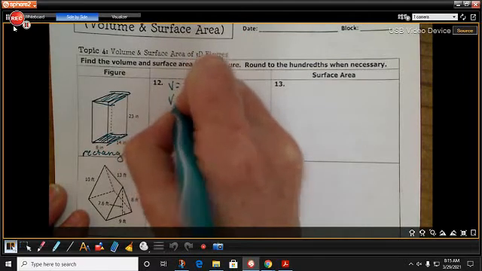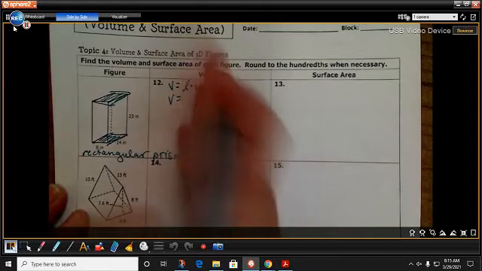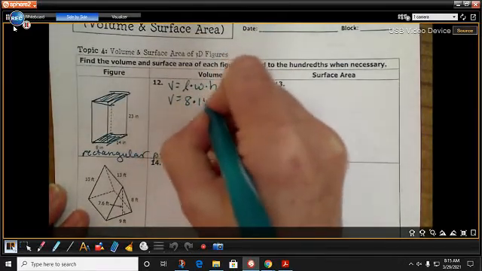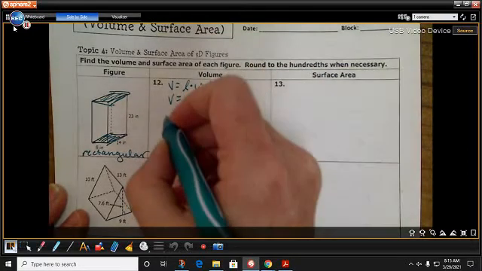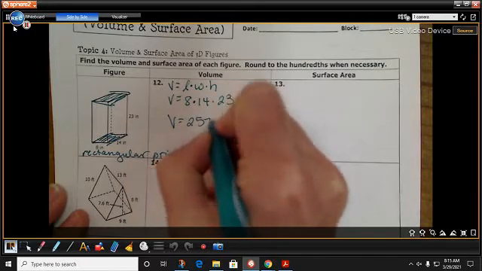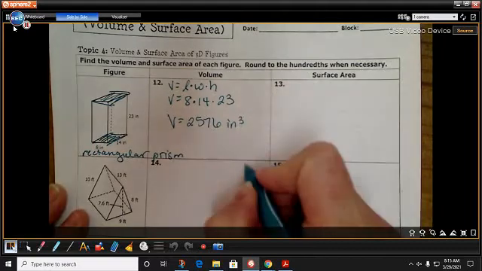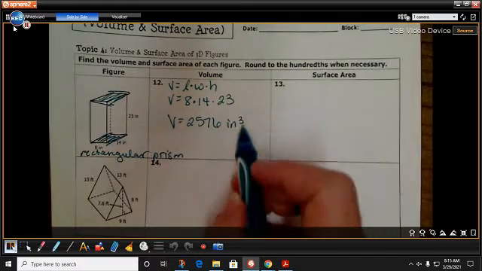You can pick any of these letters to go with any of these dimensions because a box can be oriented in any way. So we'd have 8 times 14 times 23, which will work just as well as anything else. Our volume here is going to be 2,576, and then don't leave it naked. This is in cubic inches since it is a volume. Volume always measures the number of cubes in something.